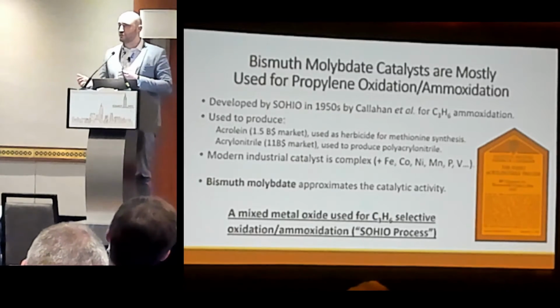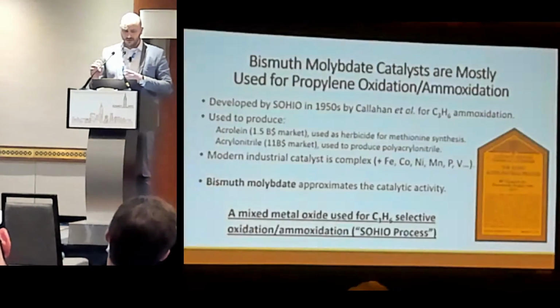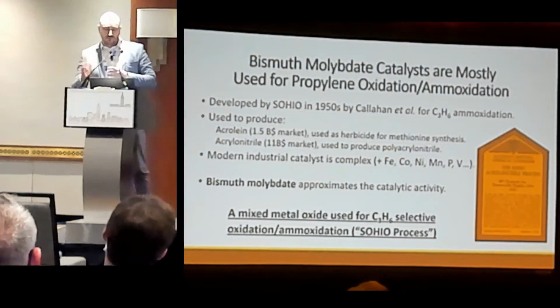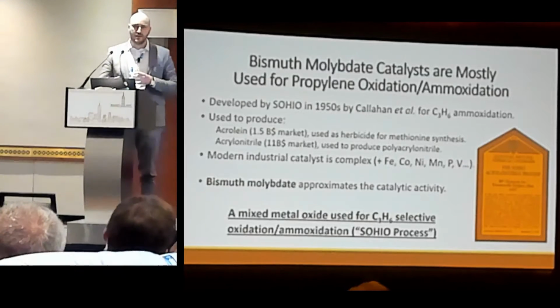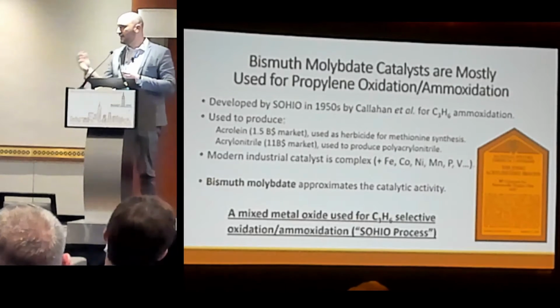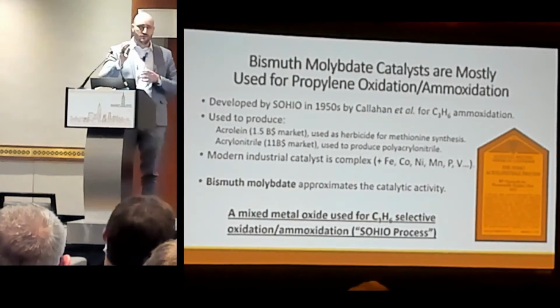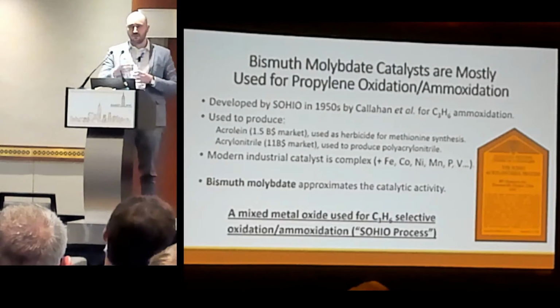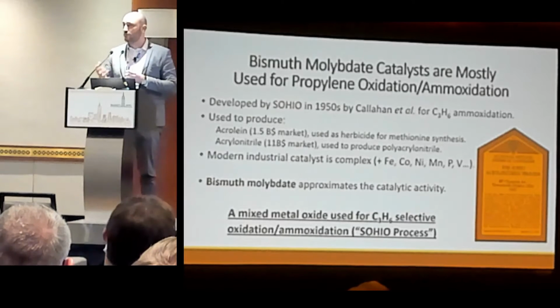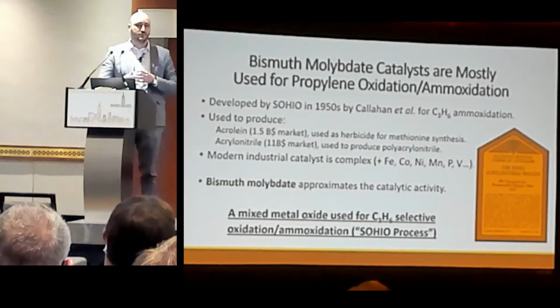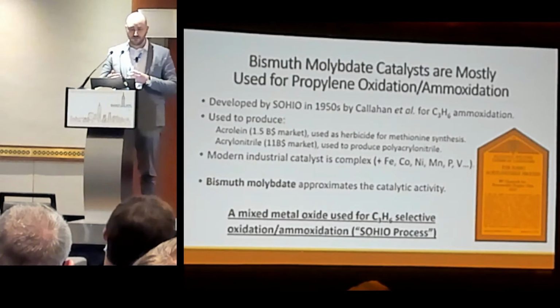Herbicide and for the production of methane, which goes into food. Now, the modern catalyst itself is more complex. It's not just bismuth and molybdenum. It has other metals such as iron, cobalt, manganese, others. However, it is very frequent that you study the bismuth molybdate catalyst itself, and bismuth molybdenum alone, just because it approximates to a very good extent the activity and selectivity of the industrial catalyst.